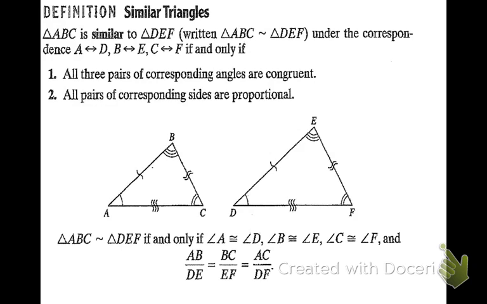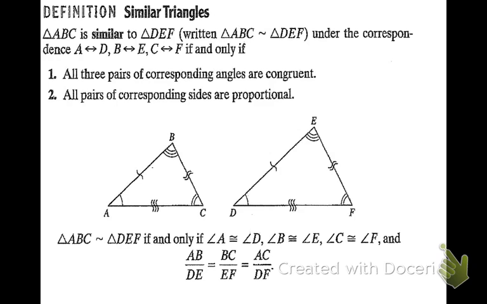Definition of similar triangles. If triangle ABC is similar to triangle DEF, with the correspondence A corresponds to D, B to E, C to F, if and only if all three pairs of corresponding angles are congruent. So all three angles are congruent, and all pairs of corresponding sides are proportional. Right? So that's described down below.